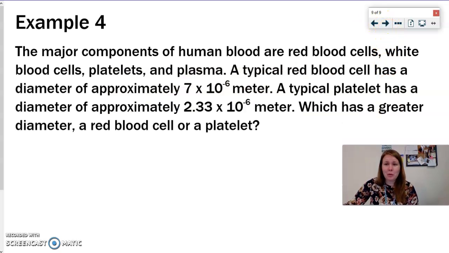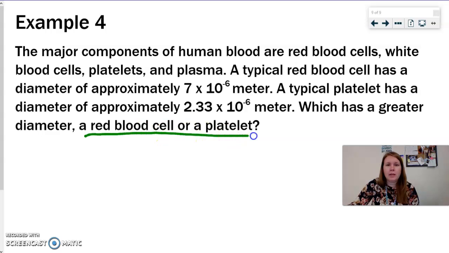So we have one more problem. It's a pretty beefy, wordy problem, so let's see if we have enough time to read this. It says the major components of human blood are red blood cells, white blood cells, platelets, and plasma. A typical red blood cell has a diameter of approximately 7 times 10 to the negative 6 meter. A typical platelet has a diameter of approximately 2.33 times 10 to the negative 6 meter. Which one has the greater diameter, the red blood cell or the platelet?